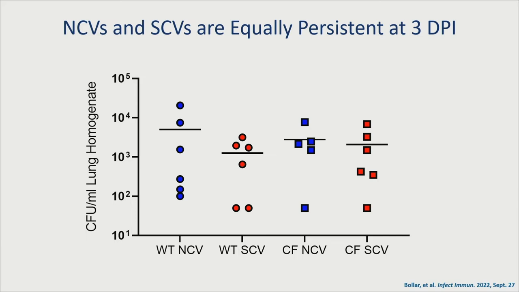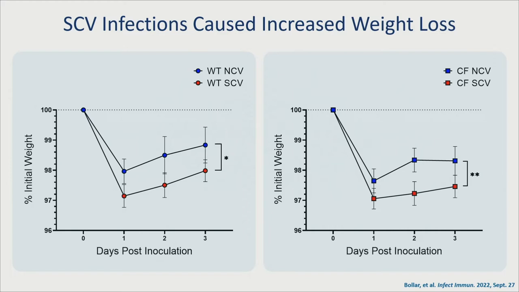And what we found at 3 days, for both our wild type and CF animals, we were able to retrieve a similar amount of bacteria from NCV and SCV infections. And this indicated to us that these SCVs were equally able to persist. So even though they have a stunted growth profile in vitro, they're equally able to survive within the lung. However, when we look at the weight of these animals, as you can see in red for our wild type and CF animals, the SCV-infected animals lost a greater proportion of their initial body weight and maintained a lower weight over the course of the study, indicating more severe complications from disease.